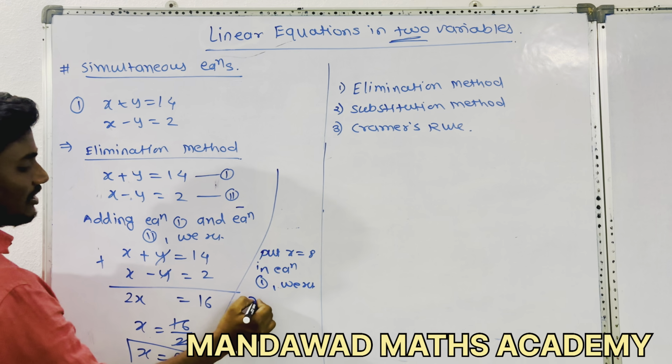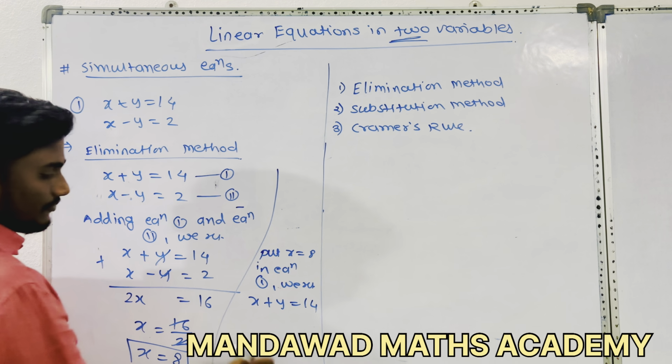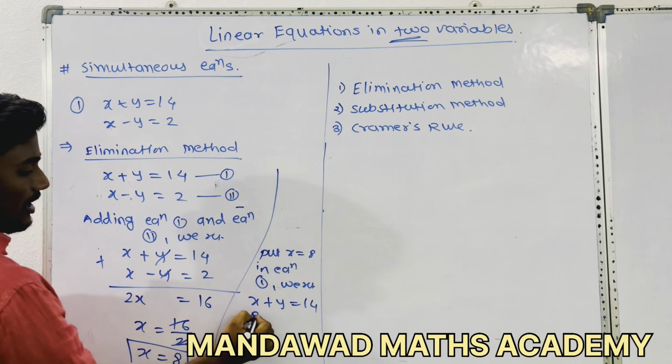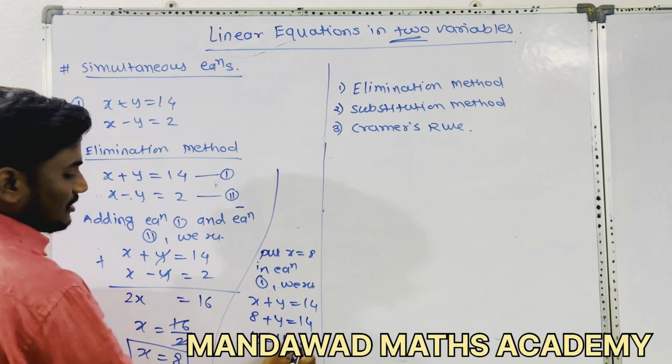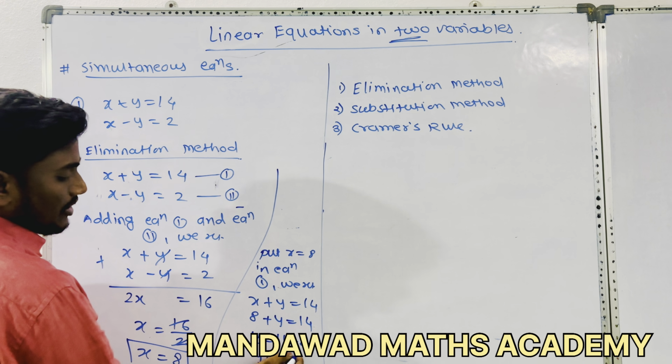What is equation 1? x plus y equal to 14. What is the value of x? 8. 8 plus y equal to 14, means y equal to 14 minus 8. y equal to, what is the answer?